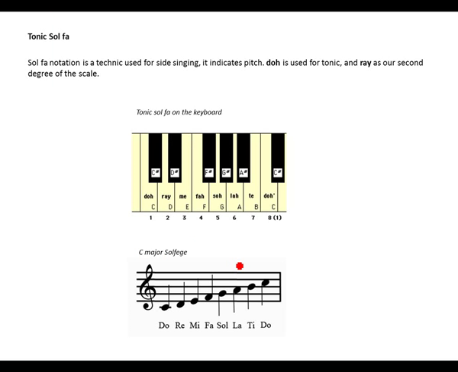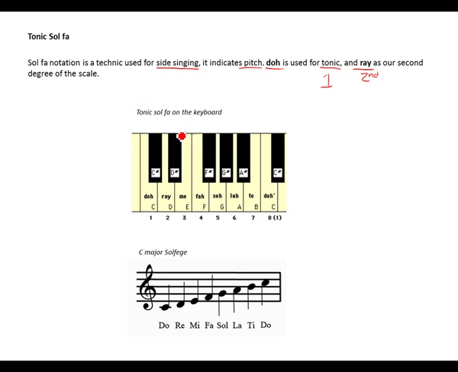Tonic solfa. Solfa notation is a technique used for sight singing. So, solfa notation is mostly used for sight singing, invented for sight singing. It indicates pitch. For example, do is used as a tonic, which is our first scale degree. And re is used as our second scale degree.